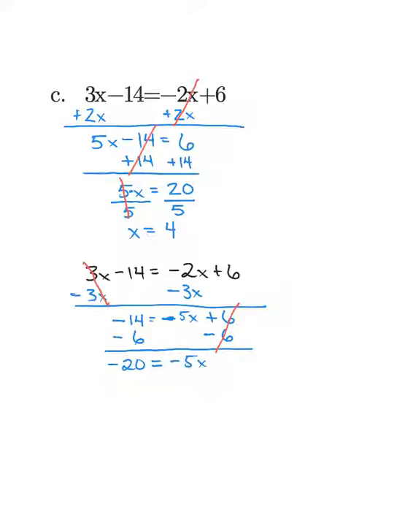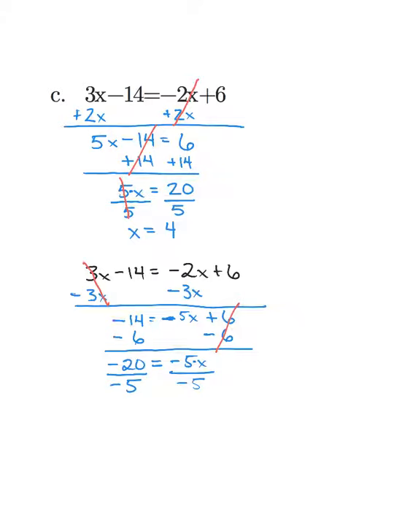From there, I want to get rid of the negative 5. I want to get x by itself. Negative 5 times x. In order to get rid of times negative 5, I want to divide by negative 5. And whatever I do to one side, I need to do to the other.